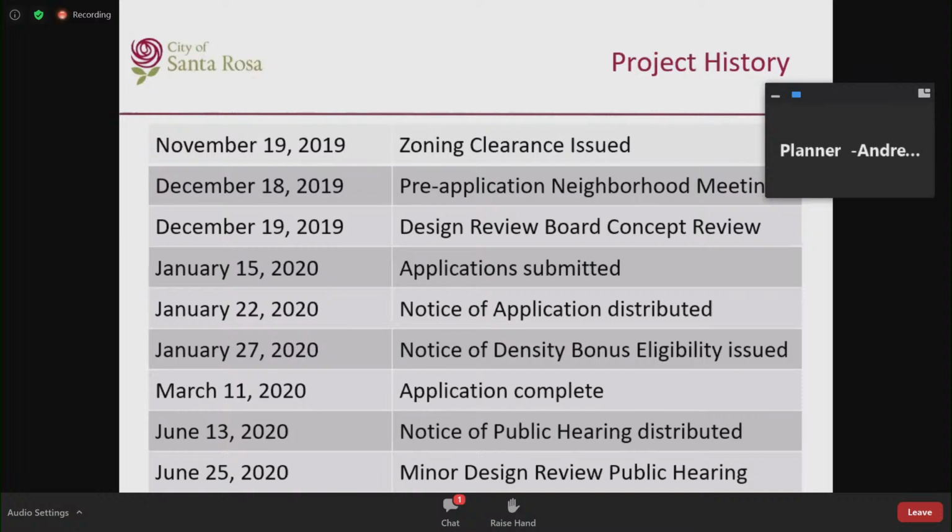So here we see the project's history. Those required pre-application activities were completed in December 2019. The application was submitted on January 15th of this year, and a notice of application was distributed on January 22nd. No comments were received in response to the notice of application. Final revisions were received on March 11th, and the project was then scheduled for a public hearing at the completion of planning review. That public hearing, which is today's meeting, was noticed on June 13th. Notice of public hearing was distributed. And so here we are today for minor design review public hearing. Next slide, please.